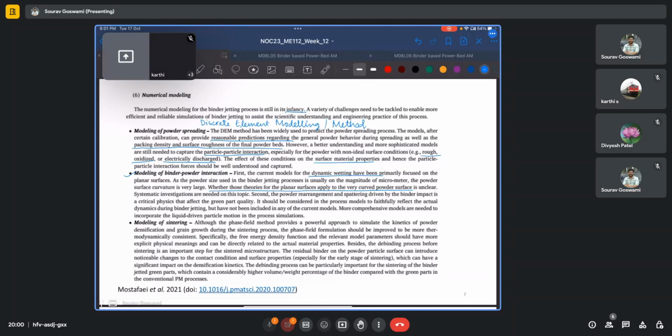Again, the powder rearrangement and spattering driven by the binder impact is critical physics that affects the green part quality. So when we are actually dropping the binder droplets onto the powder bed, there will be some spattering, there will be some distribution, and how this affects the powder rearrangement is still unclear. To have a faithful recreation of the process, these factors must also be taken into account. Thus, more comprehensive models are needed to incorporate the liquid-driven particle motion in the process simulations.